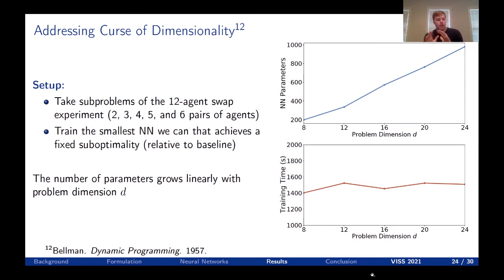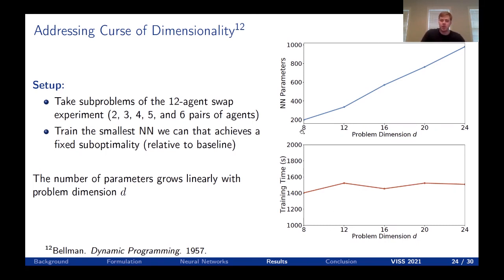So here we're controlling for as much as we possibly can. We have the same general framework of problems, but we'll have one problem that's 2 pairs of agents swapping across each other, then 3 pairs, then 4 pairs, and 5 pairs, then the whole 6 pairs of agents that I was just showing you. For each one of these problems, we trained a neural network, and we would see what is the smallest neural network we can train that still achieves a fixed amount of suboptimality relative to the baseline. And so then this is what you come up with.